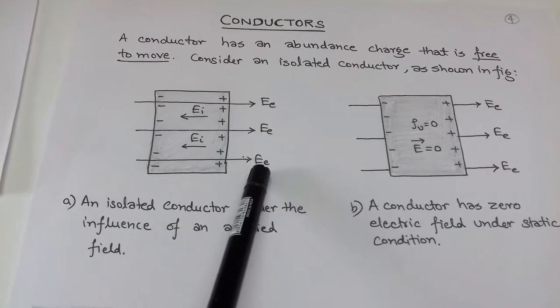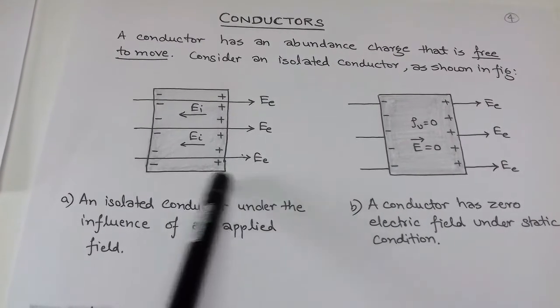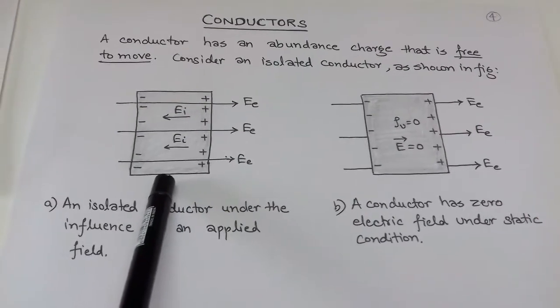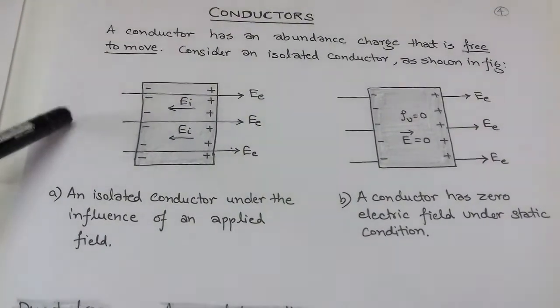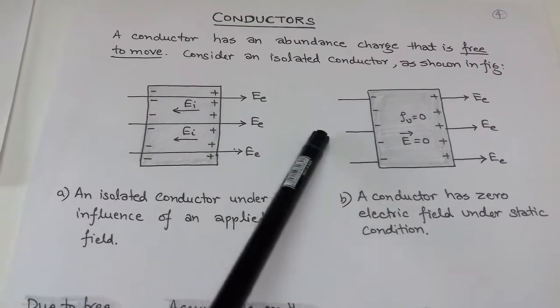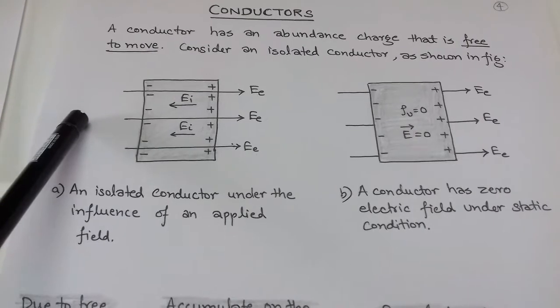due to this the conductor, having atoms, it is composed of atoms. Atoms have a positive nucleus and negative electrons. Due to this there is a separation of positive and negative charge in the conductor.